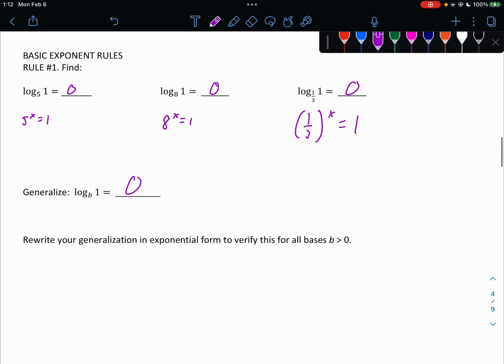Rewrite your answer in exponential form, so that would be b to the 0 equals 1, which makes sense. So this is our first logarithmic rule. Log base b of 1 is 0.